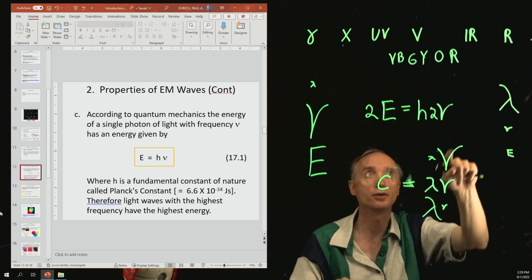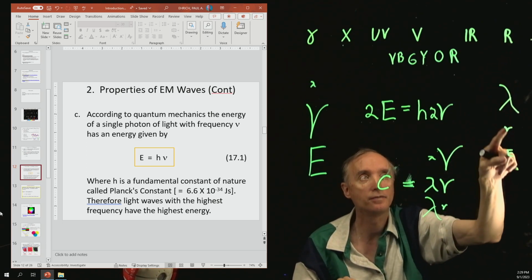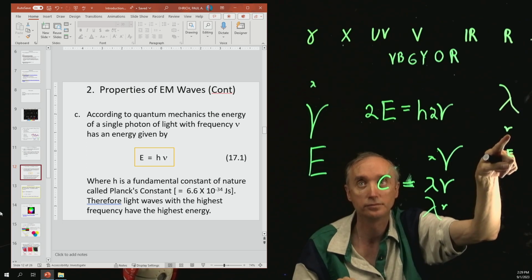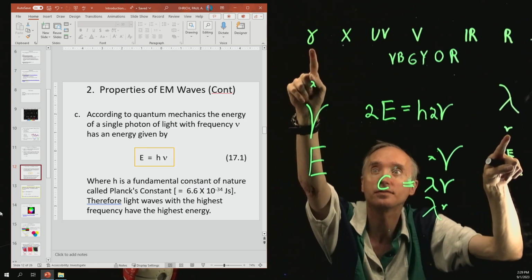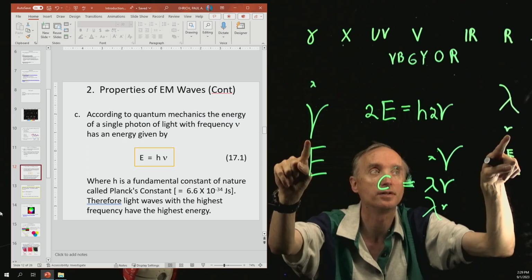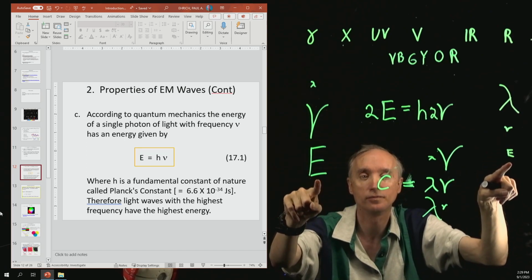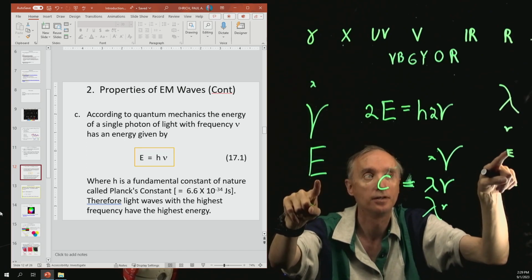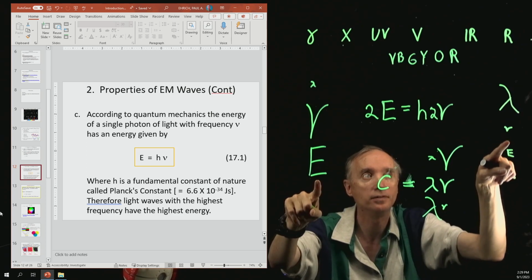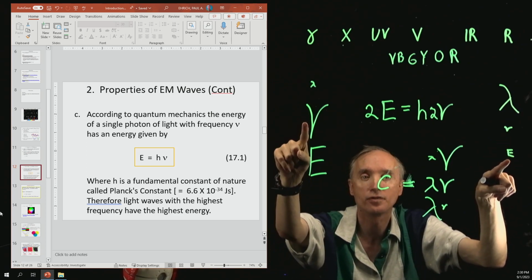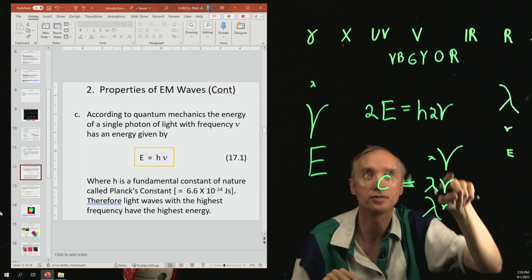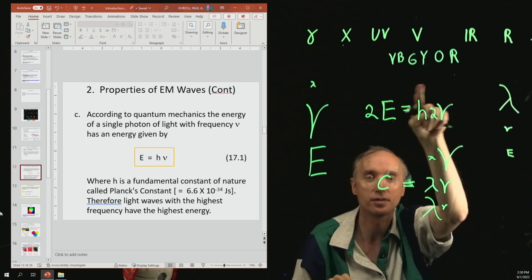And if we look over here, radio waves have the smallest frequency, and then the gamma rays had the largest frequency, but look at their energies. It's following the same pattern. Small frequency, small energy, large frequency, large energy. And it's all because of this thing here.